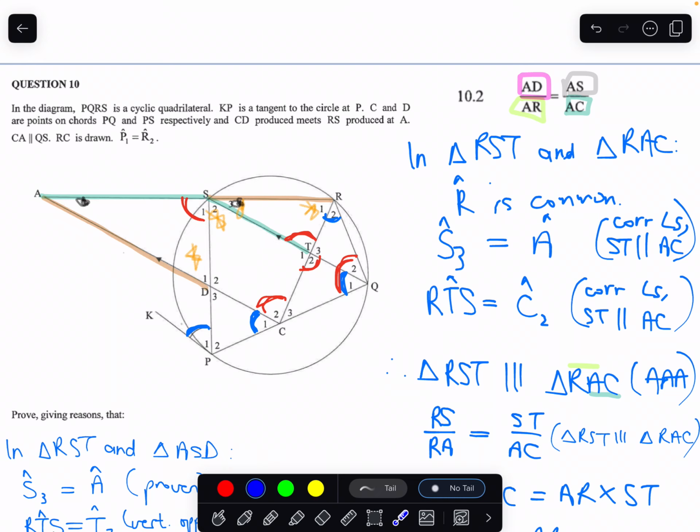Wow. Okay, so all we had to do was show that, okay, we know that these are equal from the previous question. This is a common angle, therefore third angle equal, therefore similar.